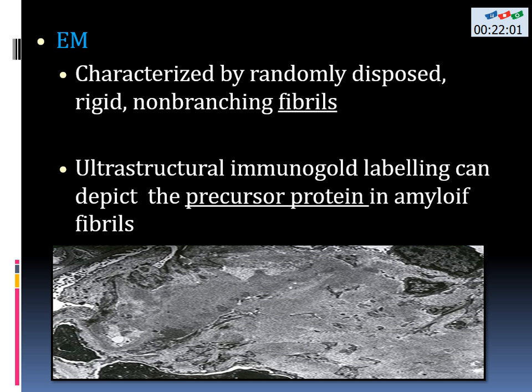And finally, and most importantly, is the electron microscopy. It answers a lot of questions. The electron microscopy can tell you that these fibrils belong to amyloid deposits, and it also can tell you and determine the type and the site and the distribution of this protein. So it's very useful in this diagnosis.